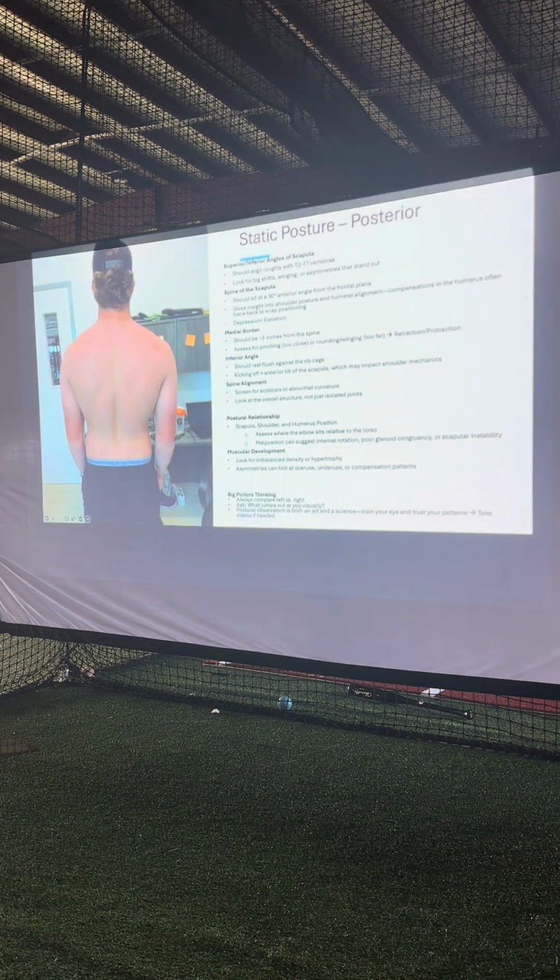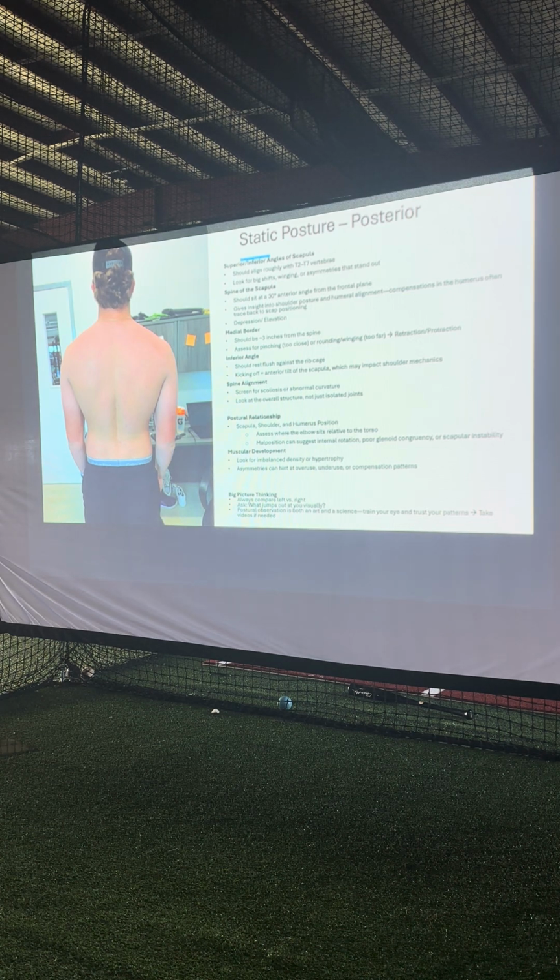Okay, so going back here, the spine of the scap should sit about 30 degrees anterior angle. So it gives us basically just insight to, are we anterior tilted? Are we depressed? It's giving us an idea of what the scap is doing. Are we elevated? We've seen both. We've seen some funky things, but it's just giving us context to what's going on.